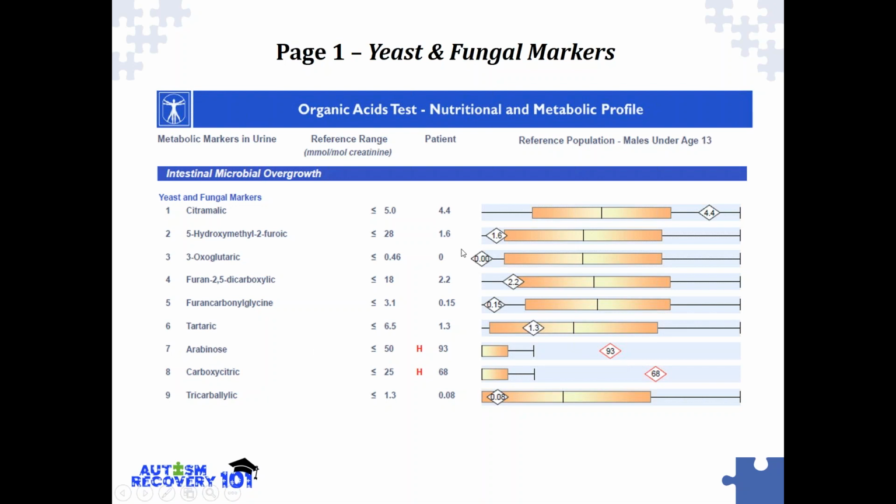At times you will find some of these other markers high, but there's many situations where just the arabinose level is high. We'll talk about what are some behaviors associated with that shortly. Number 2 and number 4 are often elevated when there's been exposure to mold.